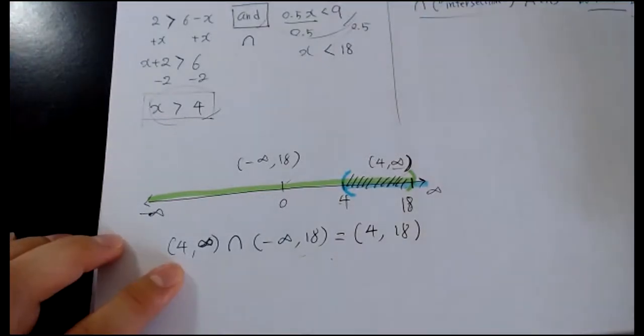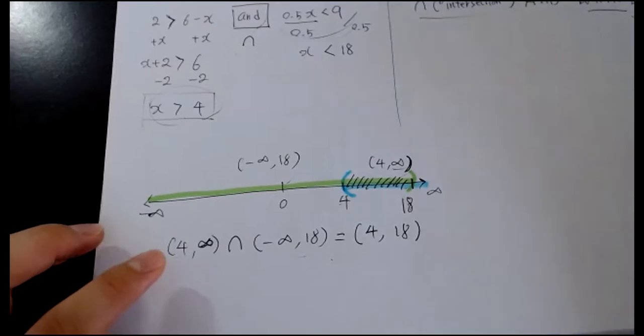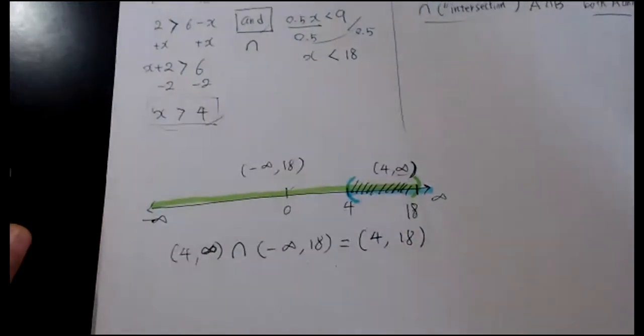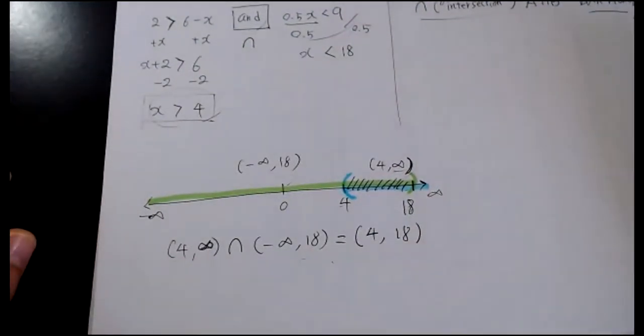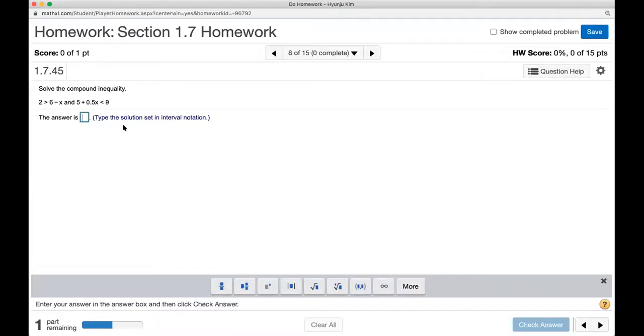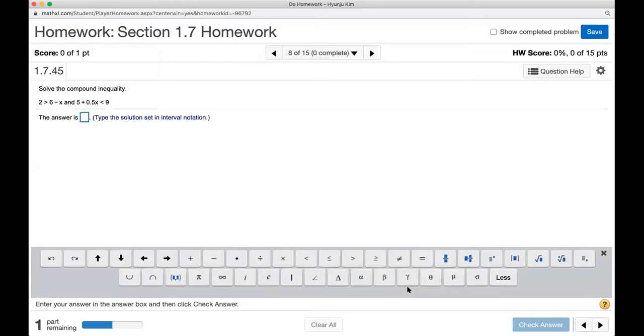So let me see. Let me type. Yeah, let's see. You can click this one. Oh, there's some more there. Yeah, you can click this. Okay, 4 comma 18. Yeah, 4 comma 18. Right.